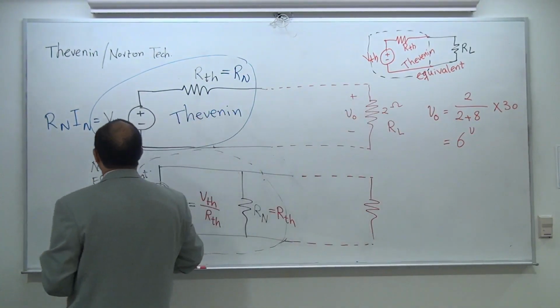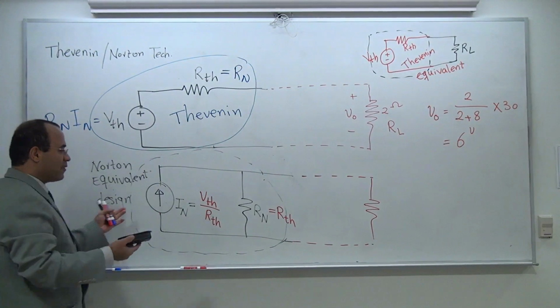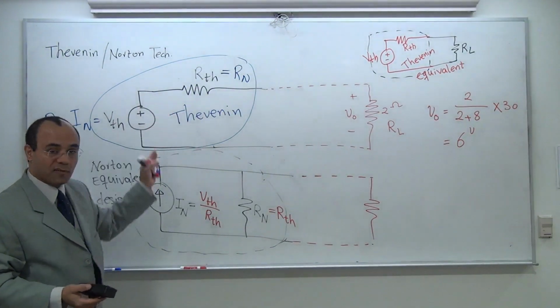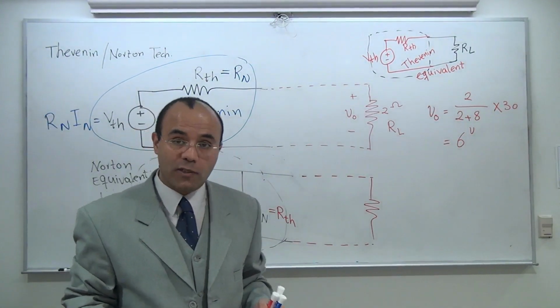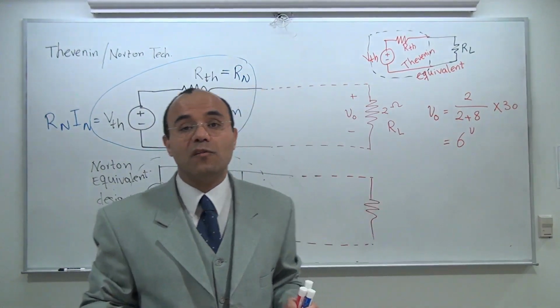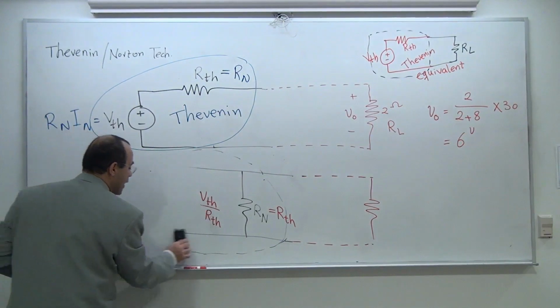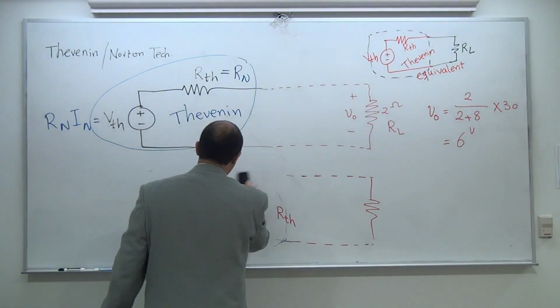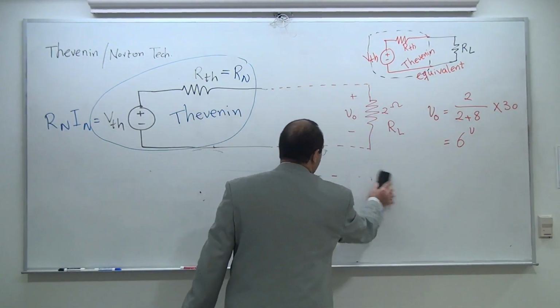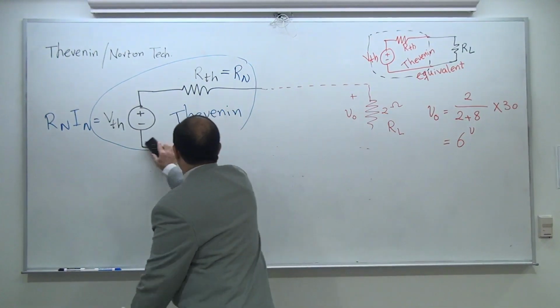Let's take a look and see. You see, sometimes source transformation is possible, such as the example I just showed you. But most of the time, it's not really possible to do source transformation. So how can I get my final Thevenin or Norton equivalent out of a scenario? That's what I'm going to explain now.